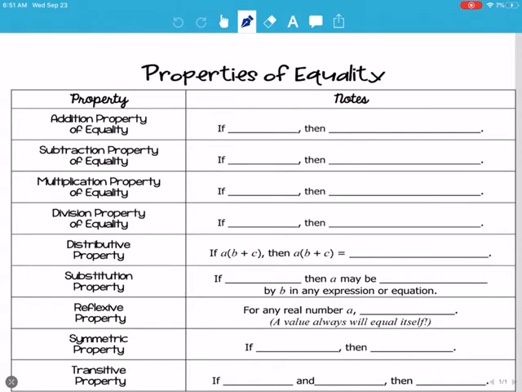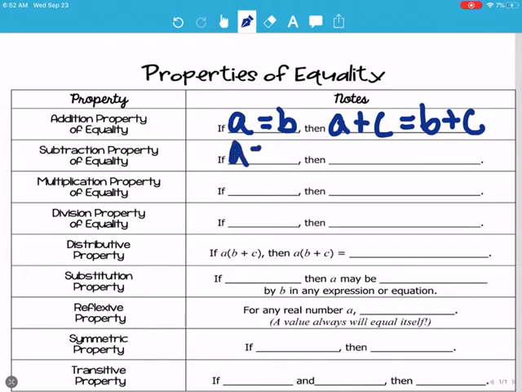Addition property, so like if, for example, I say A equals B, the addition property of equality just means I can add the same thing to both sides of an equation and it stays the same. Same thing goes for subtraction, only instead I'll be subtracting the same thing from both sides. If I subtract the same thing from both sides of an equation, the equation will stay the same.